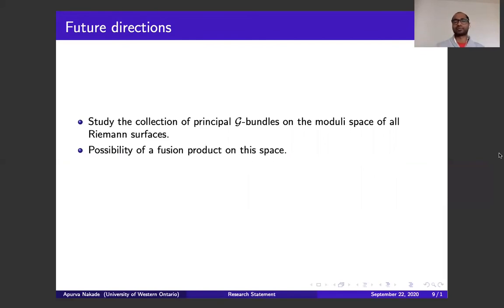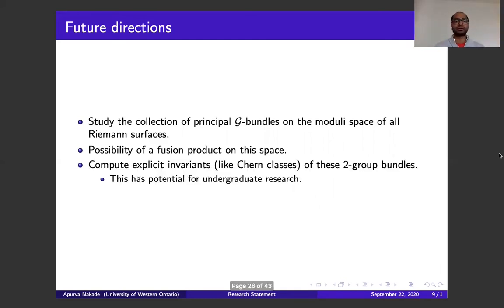And maybe there is a product on this. So maybe there is an algebra or co-algebra structure that we could see when we look at all Riemann surfaces. We are also interested, like I personally am interested in computing invariants of these two-group bundles. Like, are there Chern classes? Can we classify these line bundles using an invariant?